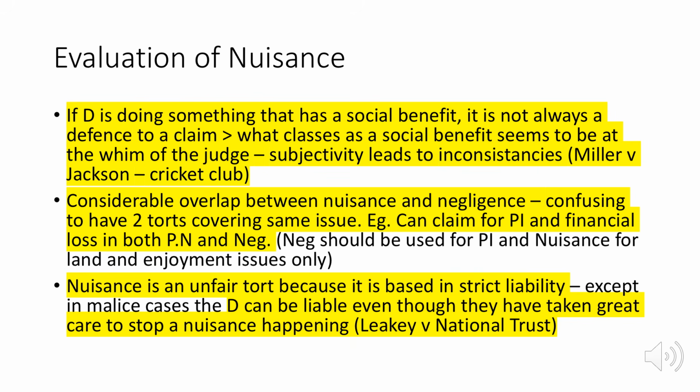Evaluating nuisance. If D is doing something that has a social benefit, it's not always a defence to a claim. So what classes as a social benefit seems to be at the whim of the judge, and this subjectivity leads to inconsistencies. So you can use Miller v Jackson for that.